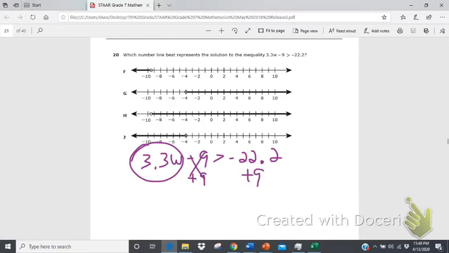So those cancel out. We're left with 3 3/10 W, or 3.3W, being greater than negative 13.2. You guys are asking how I came up with negative 13 2/10?